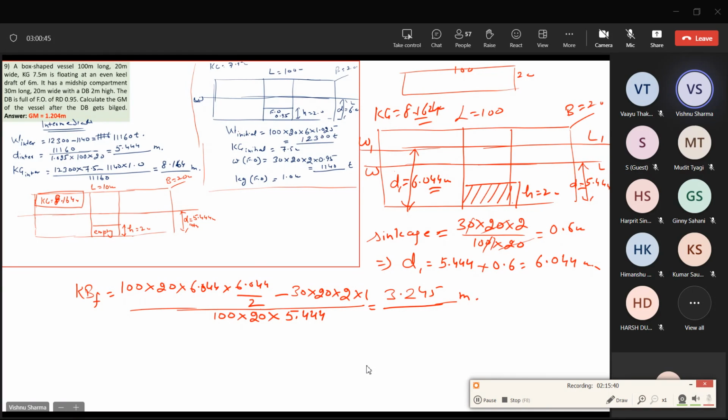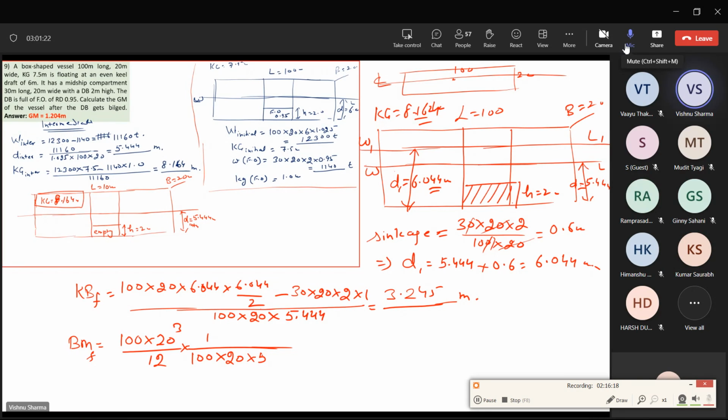Now we find the BM. What is the water plane? It's fully intact. The center line will be the one passing through the center of flotation. So BM after bilging will be equal to LB cube, so 100 into 20 cube by 12, divided by the volume of displacement. The volume of displacement will be 100 into 20 into which draft, guys? Into which draft? Sorry. Intermediate condition, sir. So what is the draft? Initial draft. What is the initial value?